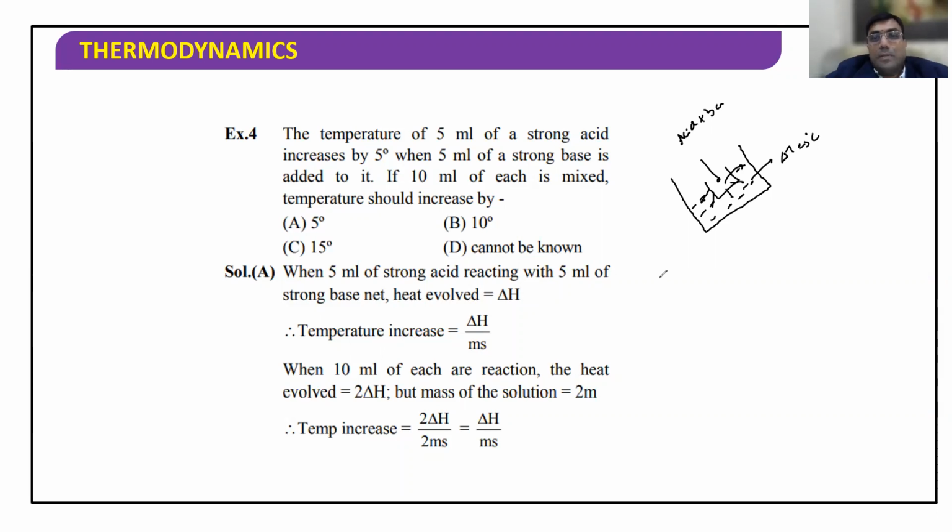Now you know very well, Q is equal to MS delta T. So delta T is equal to delta H by MS. When 10 ml of the reaction is taken, the mass will become 2m and delta H becomes 2 delta H, because delta H is an extensive property, it depends on mass. So 2 delta H by 2 MS, the temperature increase will be the same. Clear or not?